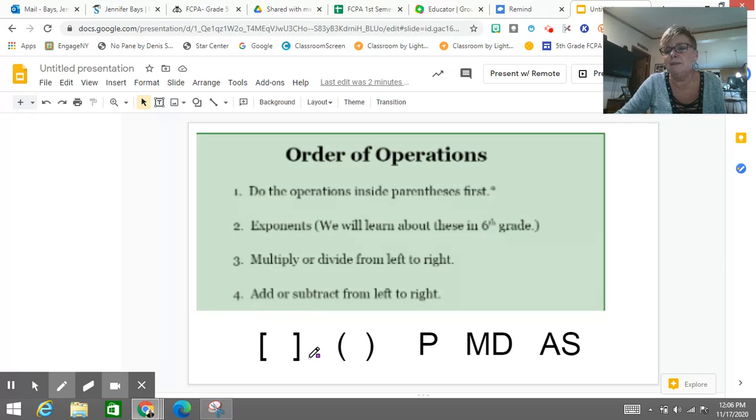They're treated the same as parentheses, except sometimes you'll have a long problem and it has more than one set of parentheses in it. So you'll use brackets instead. That's all they are, is just parentheses. So let's look at a couple examples.